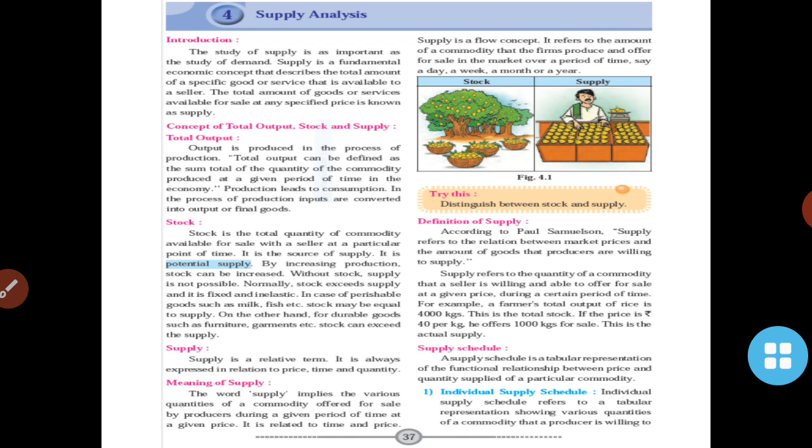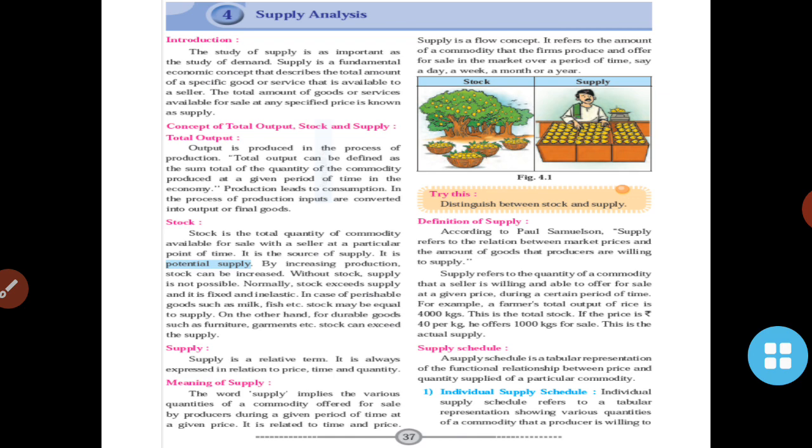Now here supply is given. Supply is a relative term. It is always expressed in relation to price, time and quantity. And supply, as I said, is not more important than demand. So demand should be there.